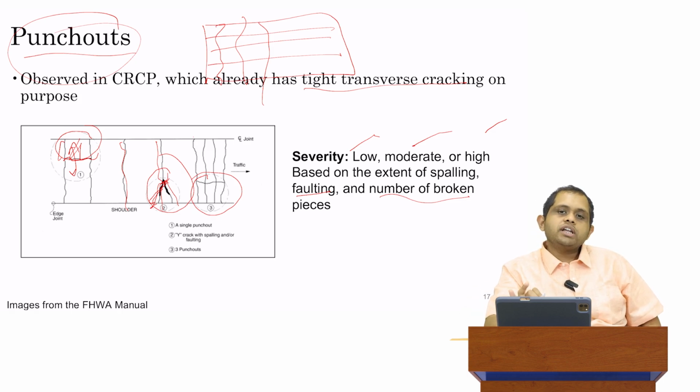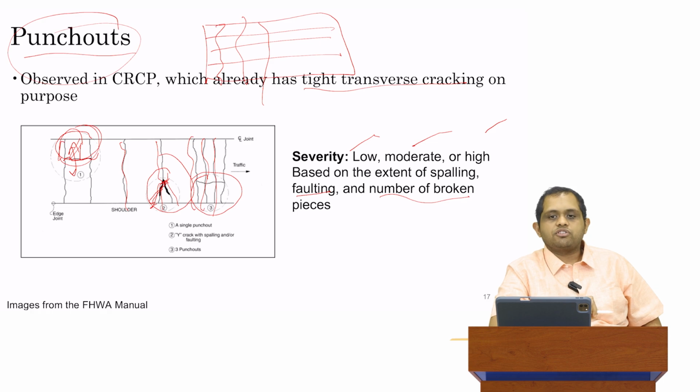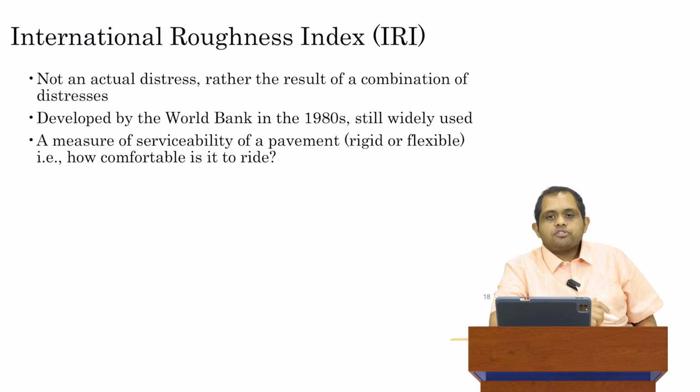Again, punch outs are only observed on CRCP. So if you are out on the field and you're asked to classify distresses, and if you see something that you suspect is a punch out, first of all, you should ask yourself, is this CRCP or not? If it's JPCP, it will not develop punch outs. But if it's CRCP, then the way to know it is you have these regularly spaced, about 1 meter apart, transverse cracks on purpose. And those are CRCP. And there, if you see this type of punch out cracking, you see longitudinal cracking, that's how you know that you have a punch out. So that was punch outs.